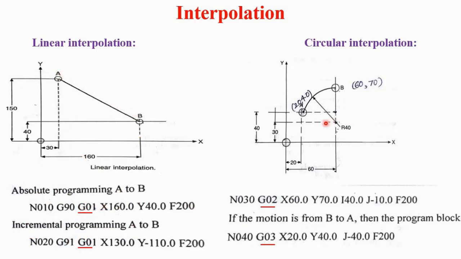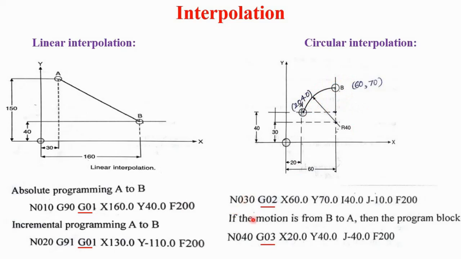But in circular interpolation, the tool will move either from point A to B or from point B to A. When the tool is moving from point A to B, it is in the clockwise direction. But when the tool is moving from point B to point A, it is in the anti-clockwise direction.